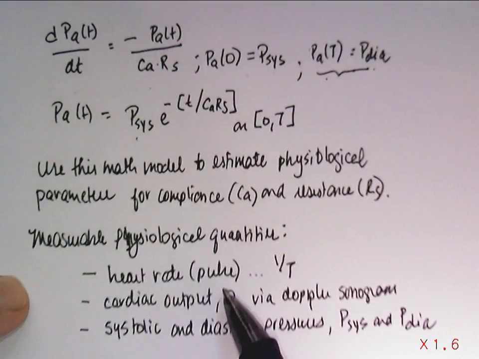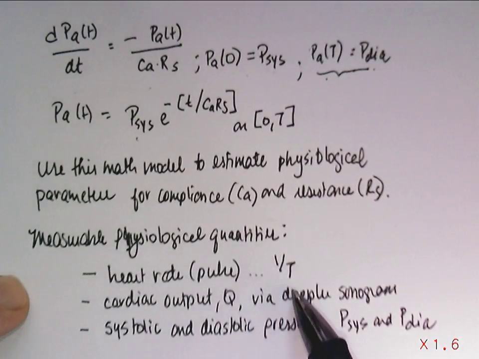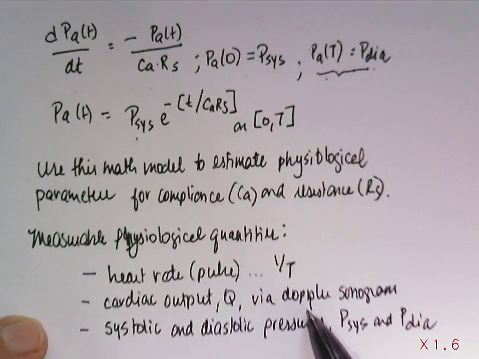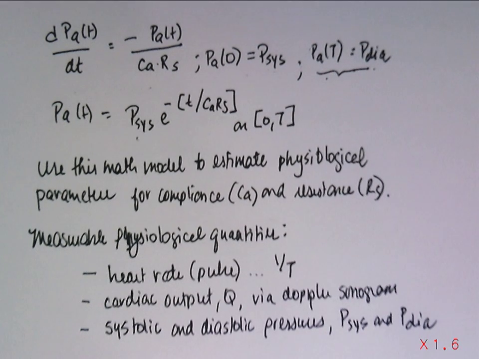First of all, the heart rate, or in this case, the pulse, which would be 1 over T, which would be very easy to measure. With the Doppler sonogram, you can actually measure the cardiac output Q. And then, of course, using our blood pressure sphygmomanometers, you can get the systolic and diastolic pressures, P-sys and P-dia. All right. So let's see, how can you model the compliance and resistance with this differential equation?